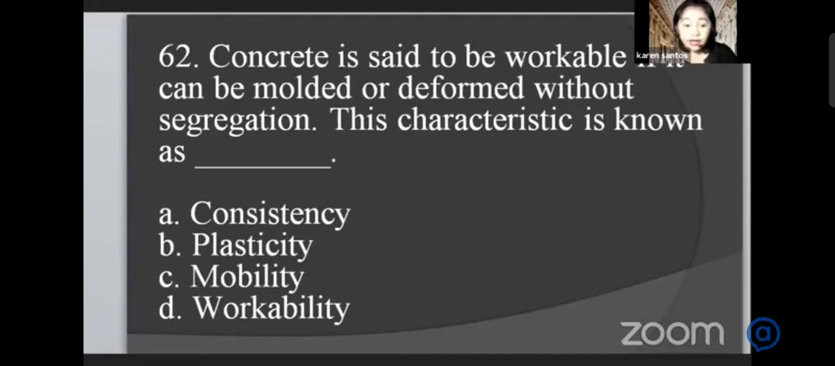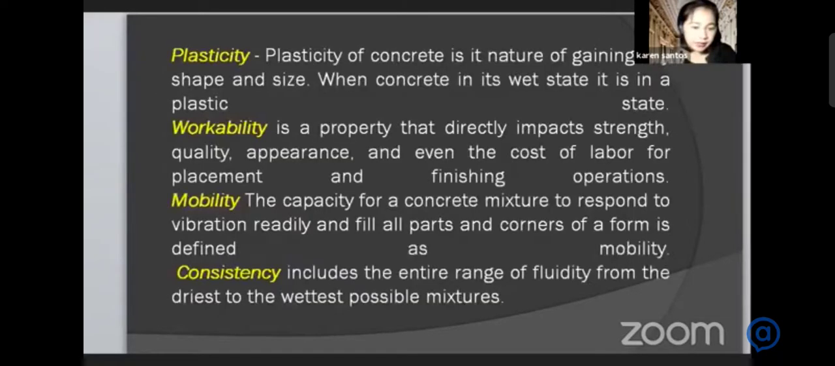Okay, so the correct answer is letter B, which is plasticity. When we say plasticity, plasticity of concrete is the gaining of any shape and size. So when the concrete is in the wet state, it is in a plastic state. Kapag basa pa yung semento, ang tawag natin doon ay plastic state, or yun nga ang tinatawag nating plasticity.